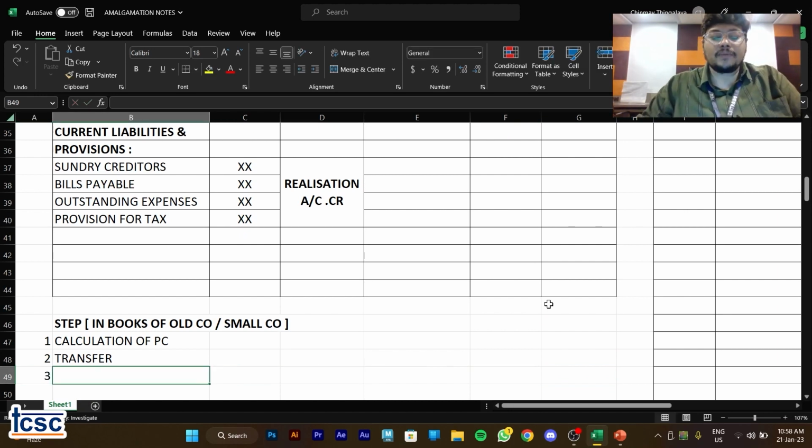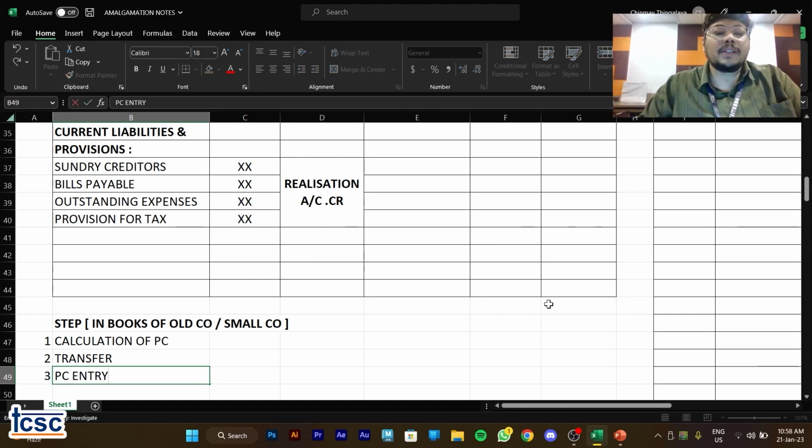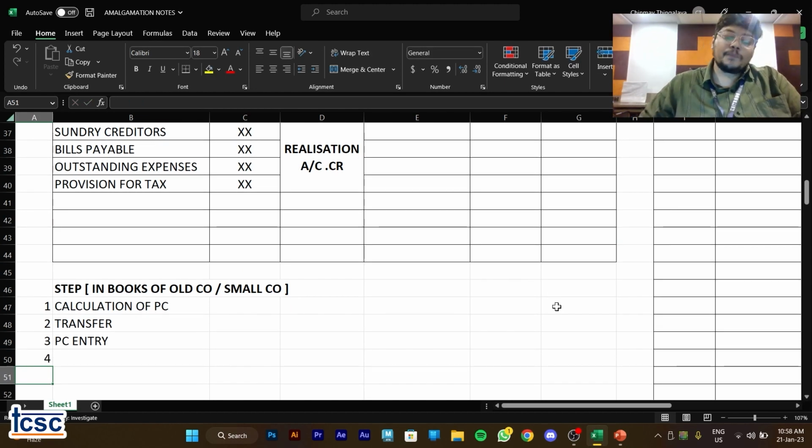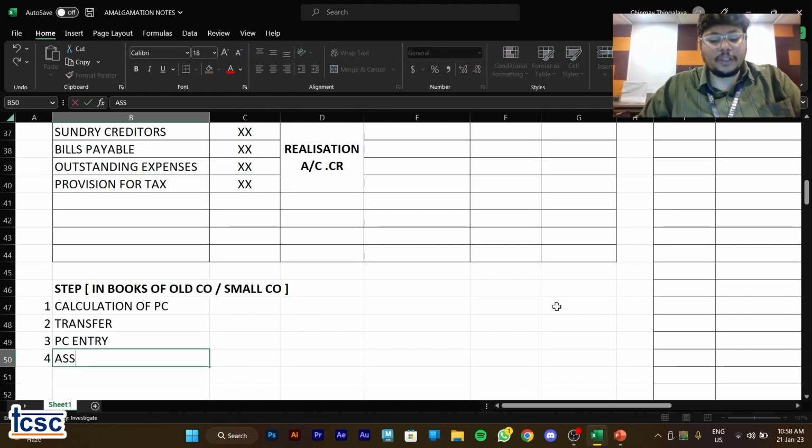Next, after transfer, we will be passing the PC entry. How the PC entry is to be passed, we will be seeing in the next slide. Next, after the PC entry, if any assets and liabilities are not taken over by the new company, they have to be settled.